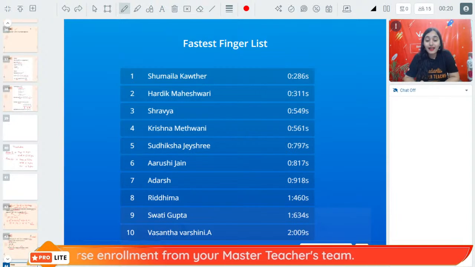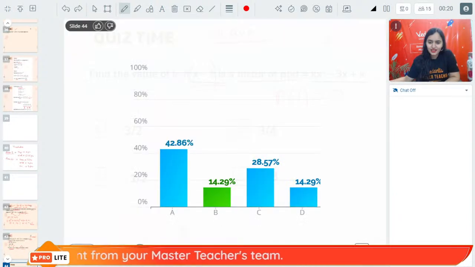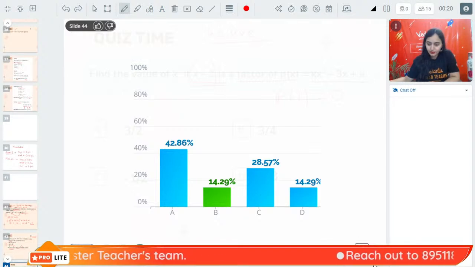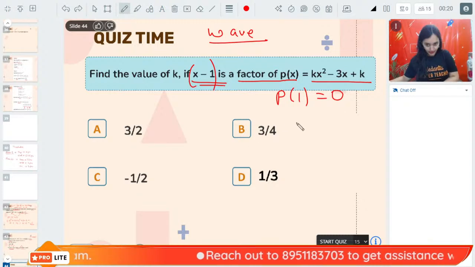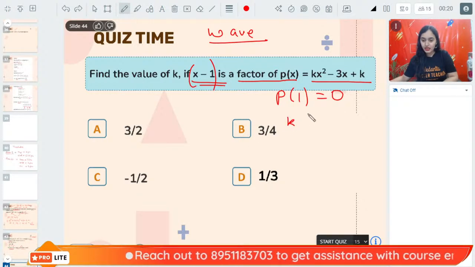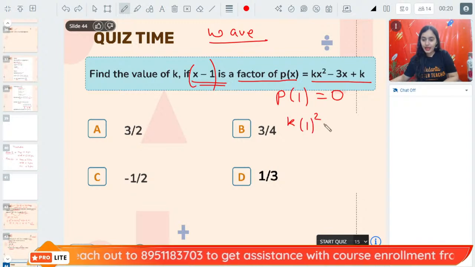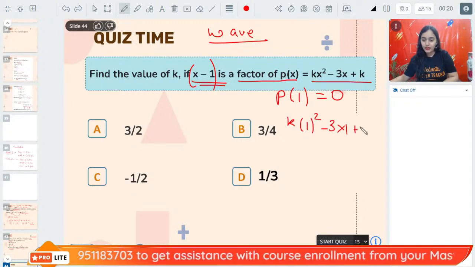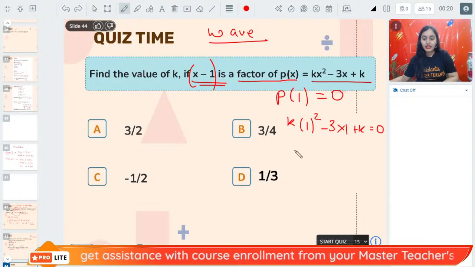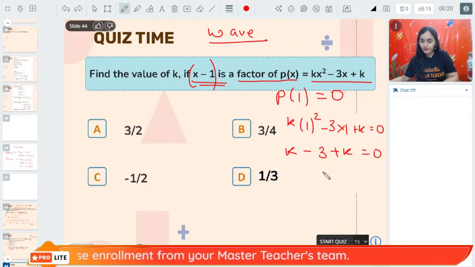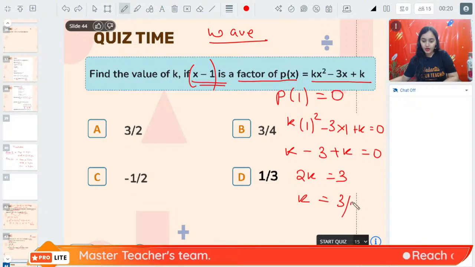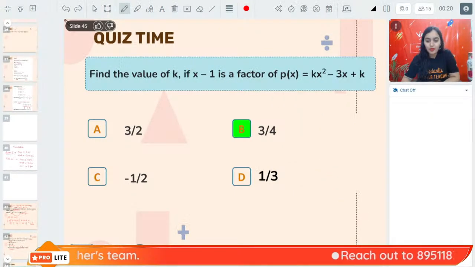And nobody is right. Why is option B correct? Let's see. So p(1) should be equal to 0. So k into 1 square minus 3 into 1 plus k is equal to 0. k into 1 square is k, minus 3, plus k is 0. So 2k is equal to 3, so k is equal to 3 upon 2. k should be 3 upon 2.